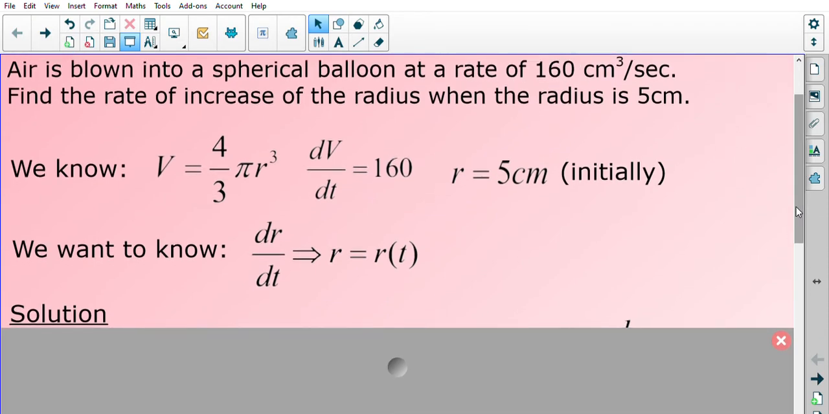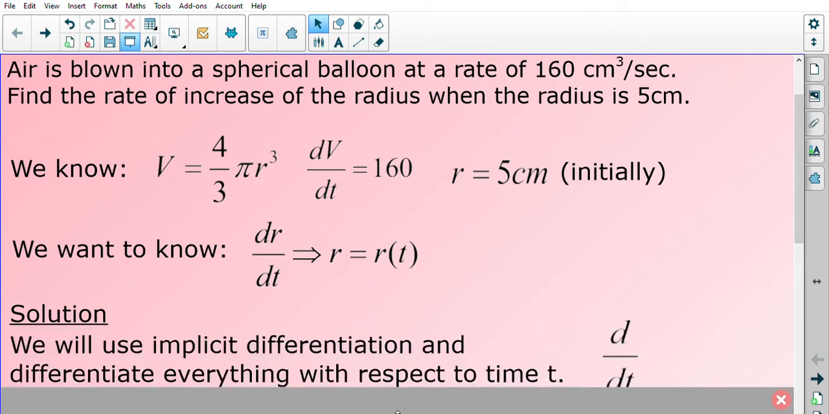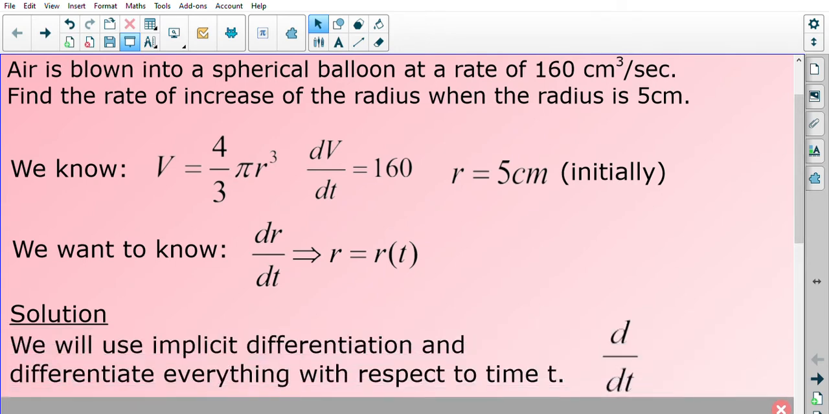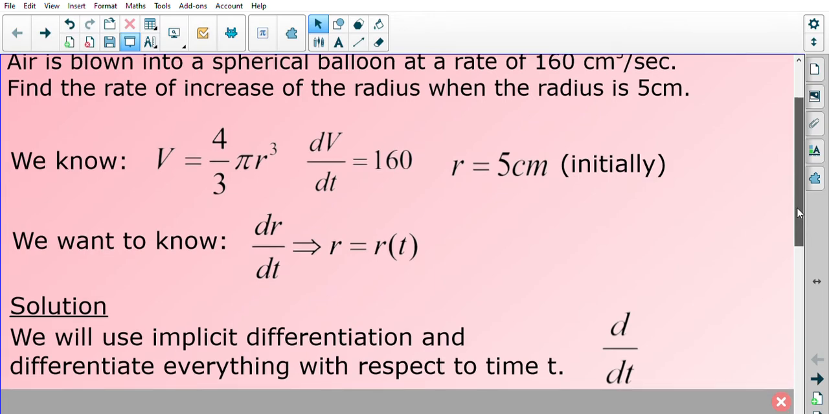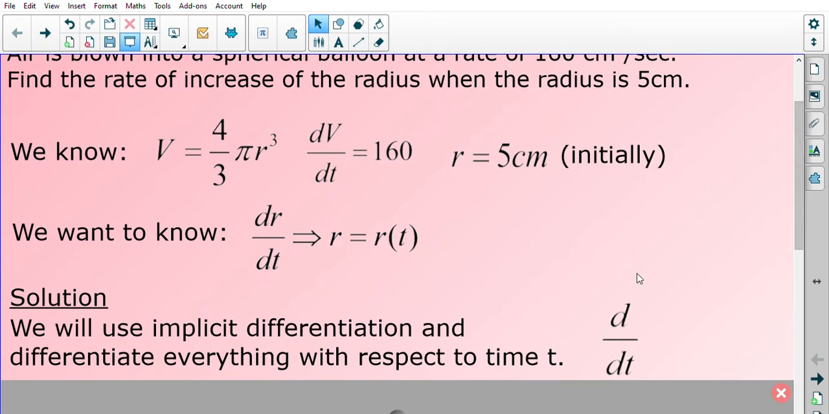So, solution. What we're going to do is use implicit differentiation and differentiate everything with respect to time, because we want to get dV/dt and dr/dt. We want to differentiate everything with respect to time, so that's what d/dt means there. We're going to use it on this formula that we know for the volume of a sphere, because the volume is going to change, so for the rate of change, we'll use the original volume formula.